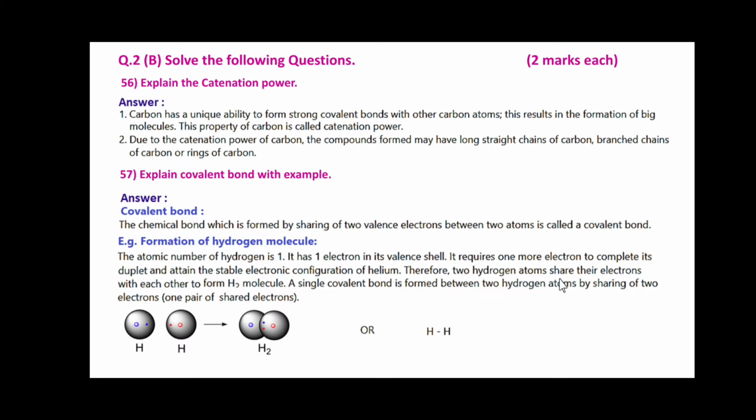Therefore, two hydrogen atoms share their electrons with each other to form an H2 molecule. A single covalent bond is formed between two hydrogen atoms by sharing of two electrons, one pair of shared electrons. You could see here how this covalent bond is forming in hydrogen. H and H give you H2. Here there are two shared electrons and it is getting the stable configuration of helium. The bond formation is H-H.